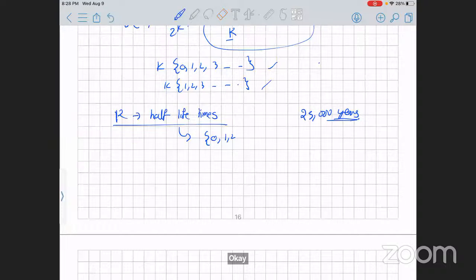Look, they give after k half-lifetimes. So it can be 1 half-lifetime.